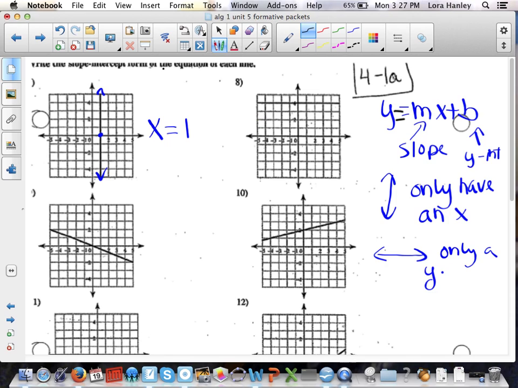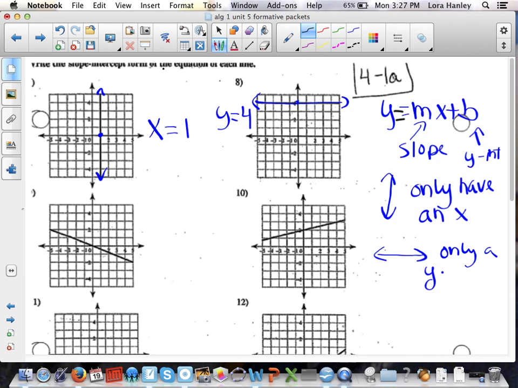For number 8, you have a horizontal line. And remember, horizontal lines have a slope of 0, so they only have a y value. And it happens to be whatever your y-intercept is. In this case, we are passing through 4. So my equation is just y is equal to 4.